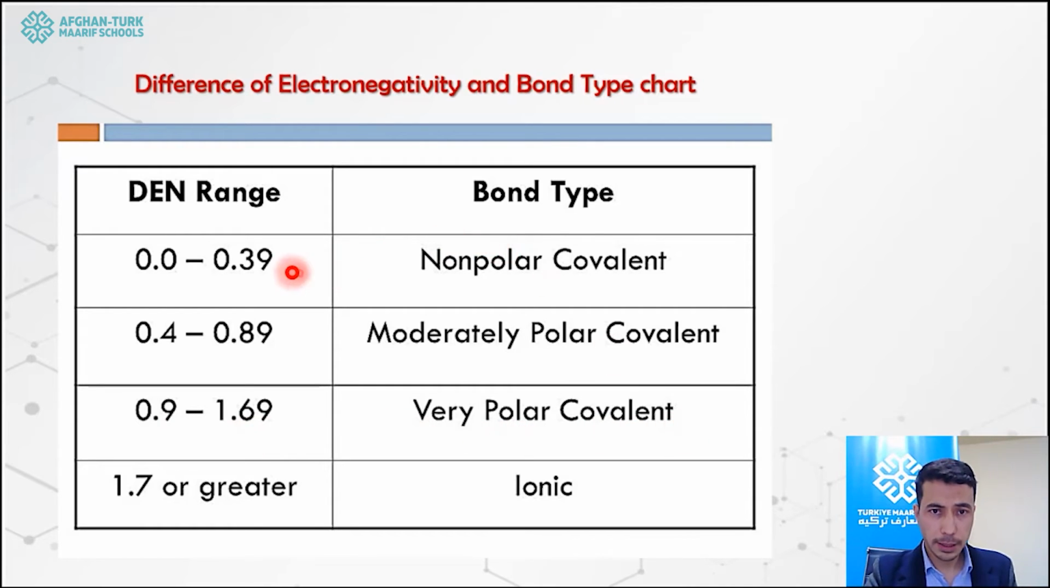Or we can say that if the difference is 0 until 0.4, we call it a non-polar covalent bond, and if the difference is 0.4 to 1.69, this range will be the polar covalent bond. The lesser amount will be moderately polar and the higher amount will be very polar. And if the difference of electronegativity between two atoms is higher than 1.69, or greater than 1.7, in this case the bond that will be formed is known as an ionic bond.